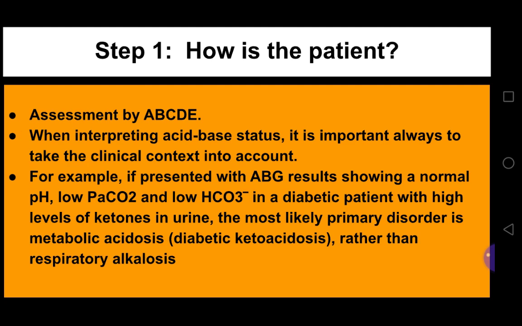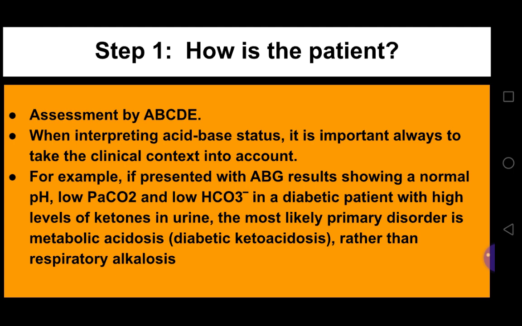Coming to step 1, that is assessing how is the patient. Before analyzing arterial blood gas results, it is important that you have some assessment of the patient. You can do it by A, B, C, D, E. When interpreting acid-base status, it is important always to take the clinical context into account.